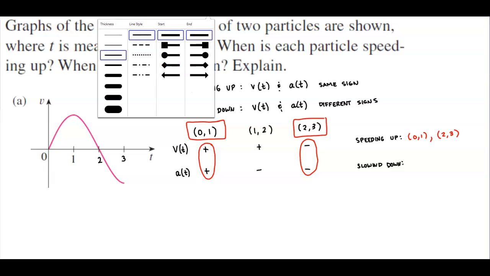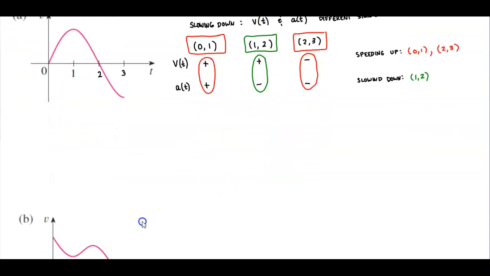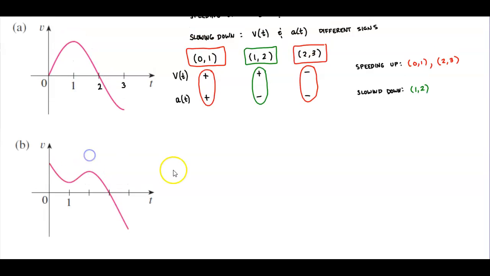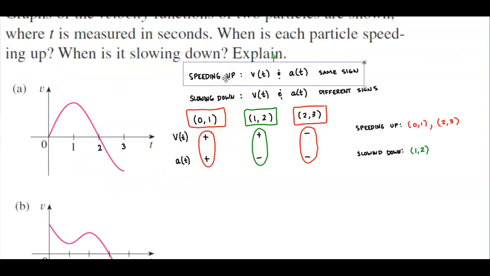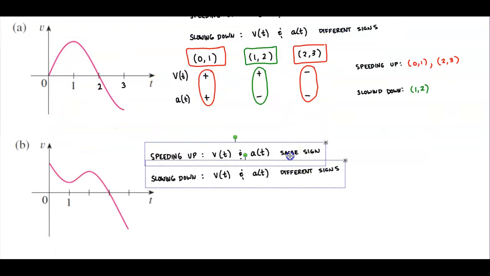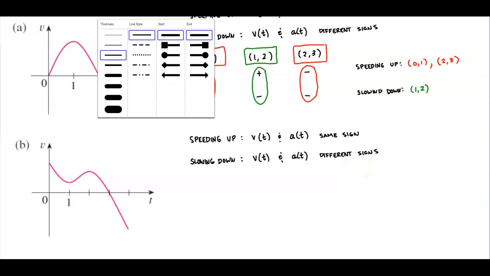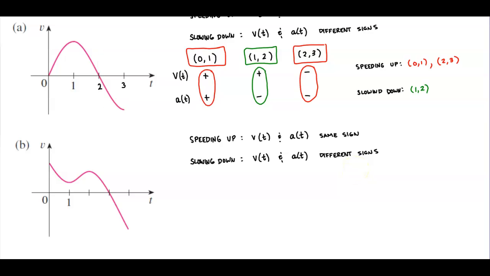Okay, and then we know where is it slowing down. Well, they have different signs here. We have a positive and a negative sign. So therefore, it is slowing down between 1 and 2. So now, let's take a look at the second graph here. Okay, so again, we know that it is going to speed up when the velocity and the acceleration have the same sign, and slow down when the velocity and acceleration have different signs. So let's just go ahead and number our number line here.